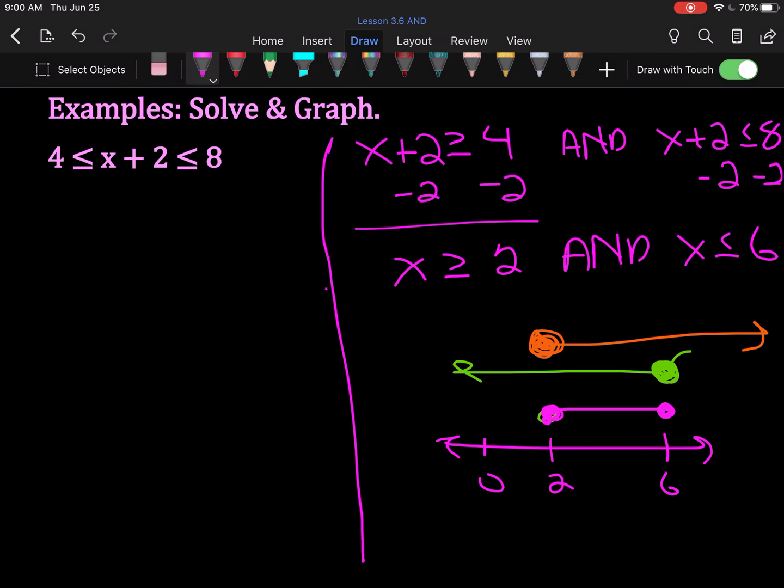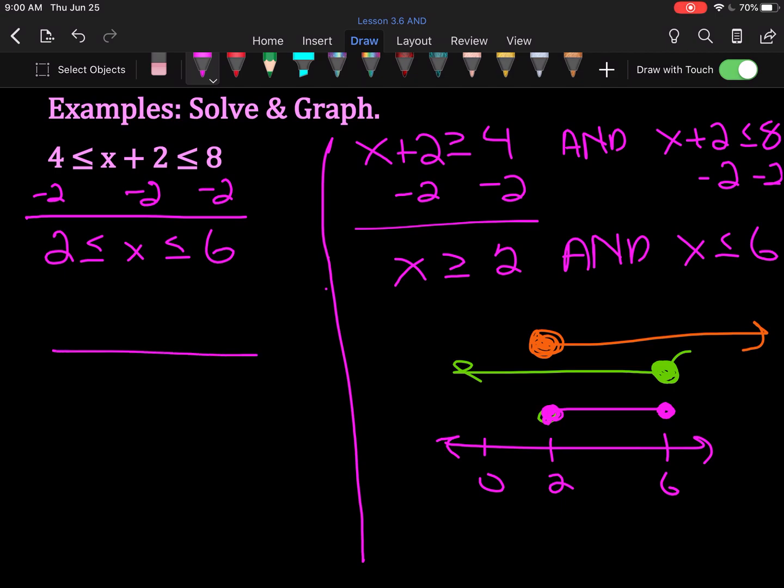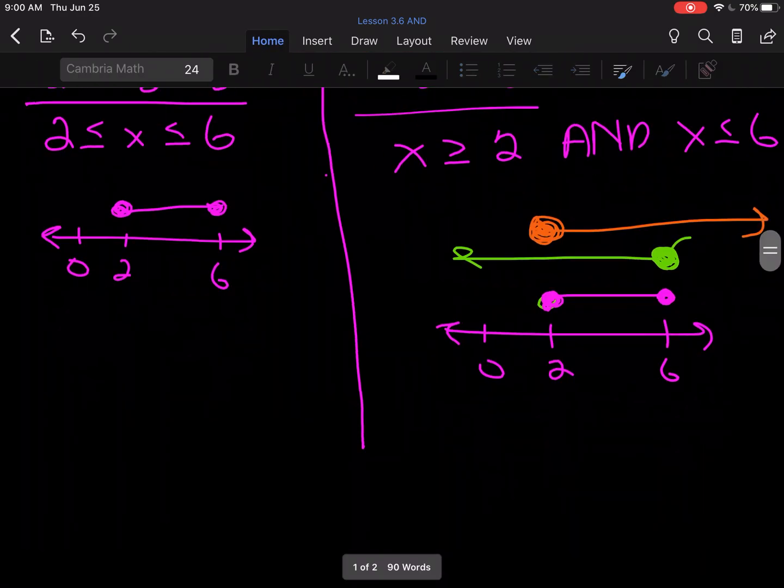To solve this, we take the idea of what you do to one side, you do to the other, and say what you have to do to the middle to get x alone, you must do to both the left and right sides. 4 minus 2, of course, is 2. 8 minus 2 is 6. This shows us x between 2 and 6. So we put 0, 2, and 6. And yes, you still have to have 0 on your number lines. Between 2 and 6 with 2 and 6 included. There we go. You're probably going to like the short form better.